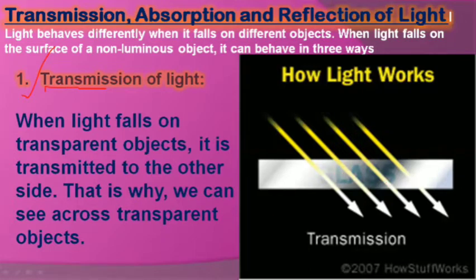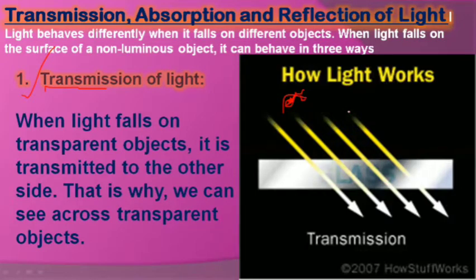For example, this is a glass, and light is transmitted from one side to the other side of the glass. So this is clear glass, and we can see through it. For example, if this is our eye, we can see from here to the other side through the glass. This is called transmission of light. So this is called a transparent surface, and this ray is called the transmitted ray.